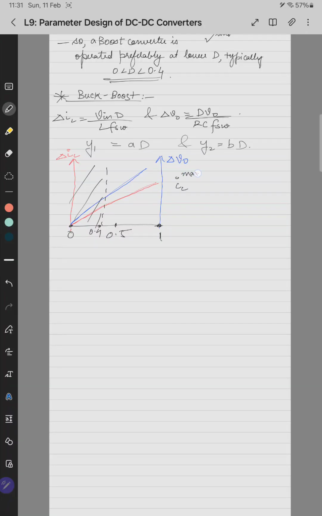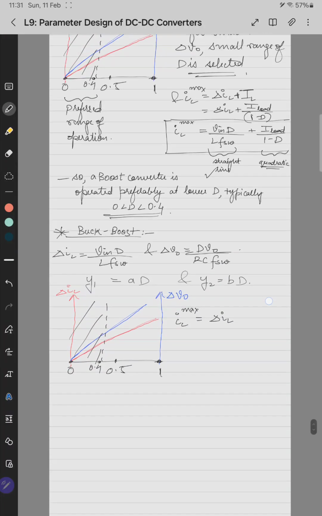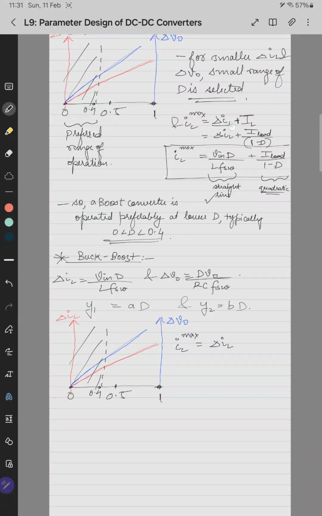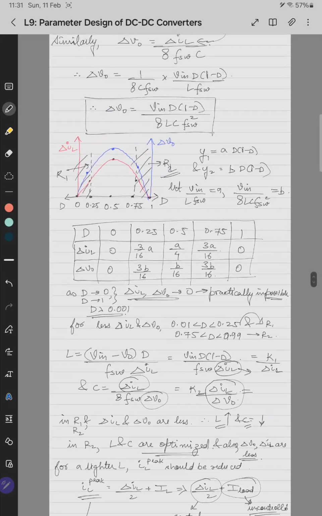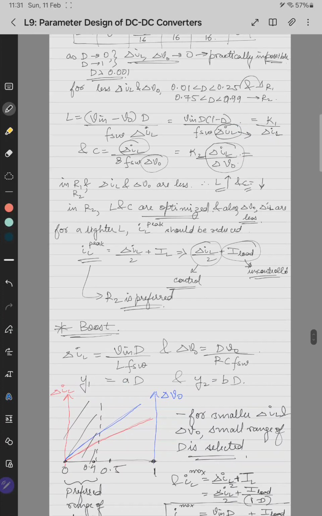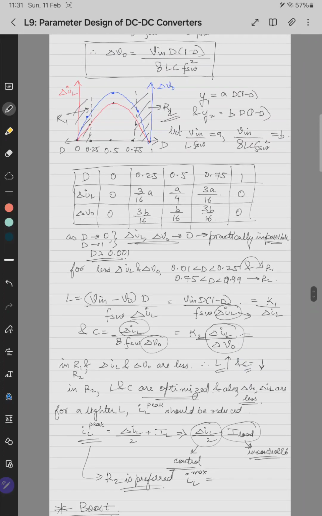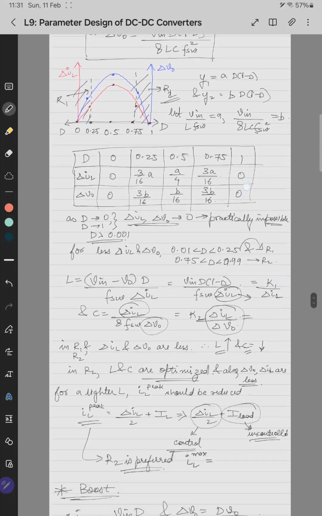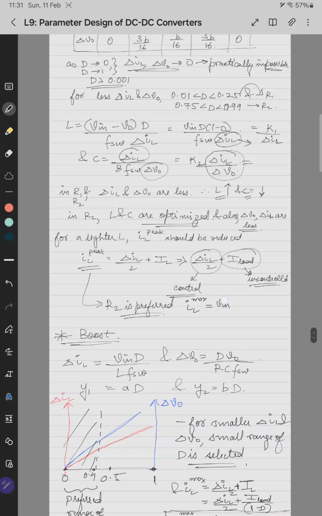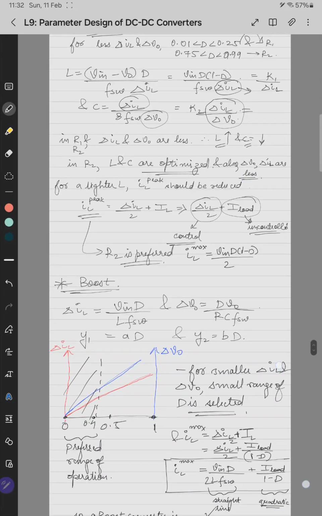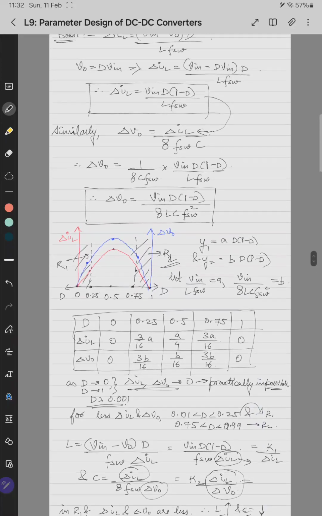That is, IL max is delta IL. Oh, sorry, it is delta IL by 2. I forgot to write here. Delta IL by 2. So IL max for buck converter, I forgot to write here the expression: V into D into 1 minus D by 2 LCF switching square plus I load for a buck converter.